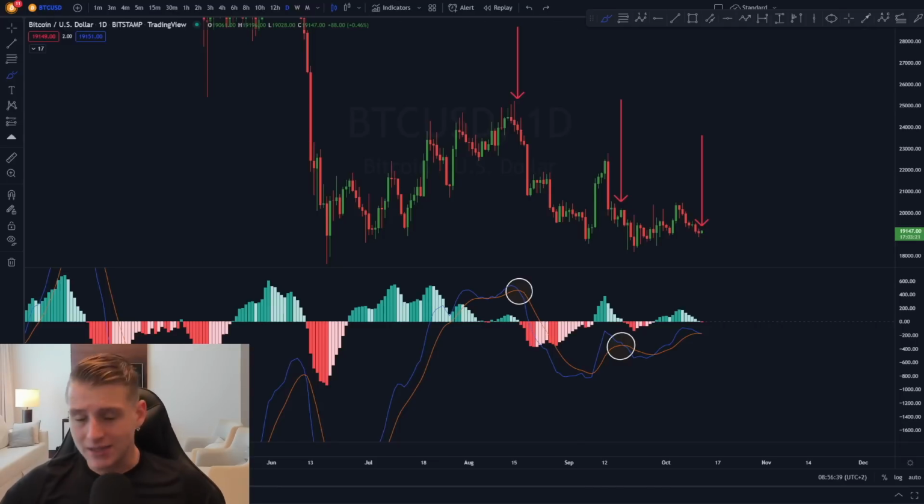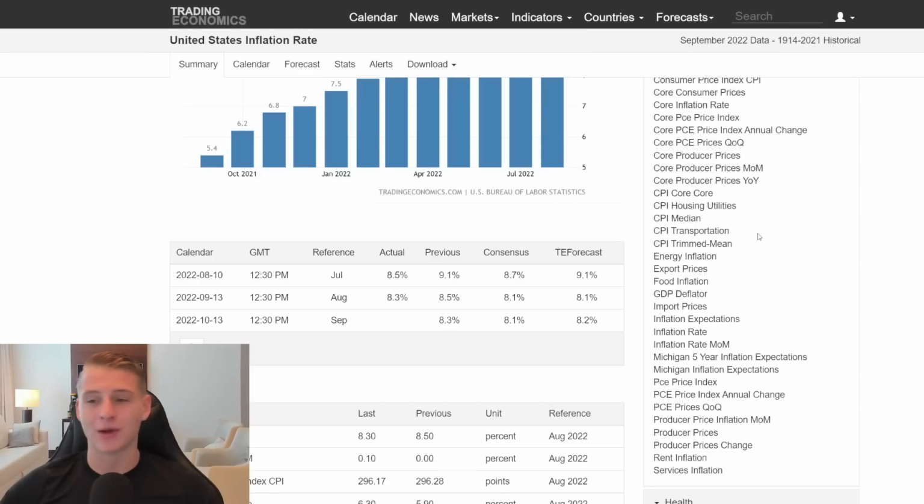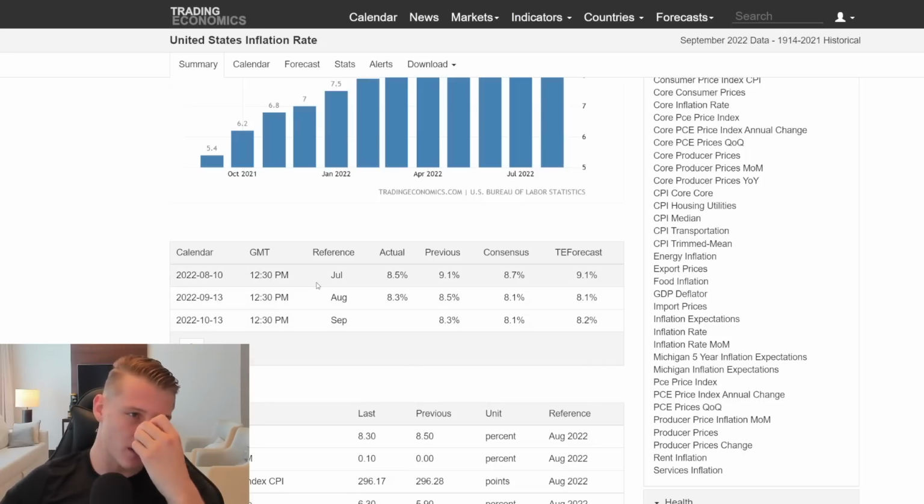And I mean, it does make a lot of sense, because if we're looking at the dates, what day is it tomorrow? Tomorrow it is the 13th of October. And the 13th of October means that we will be having the CPI reports in the US. And this will be leading towards massive market volatility.